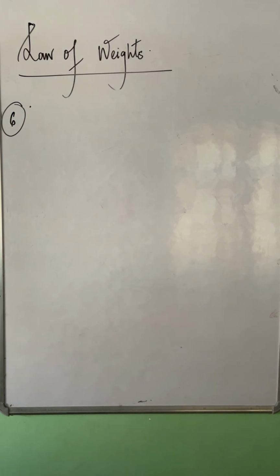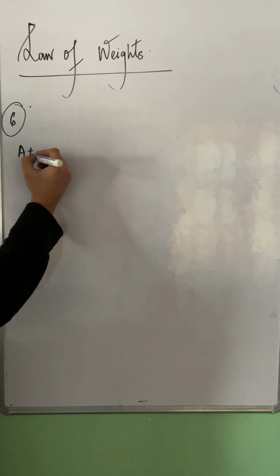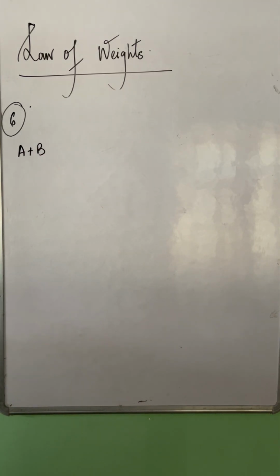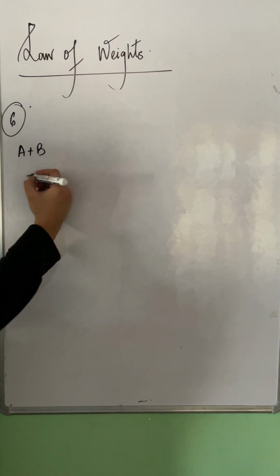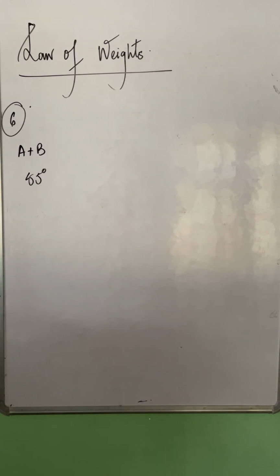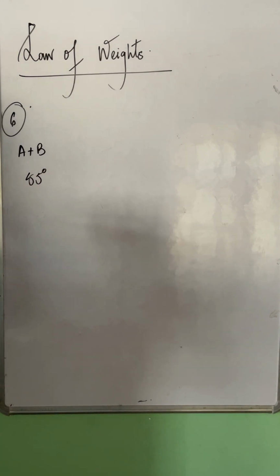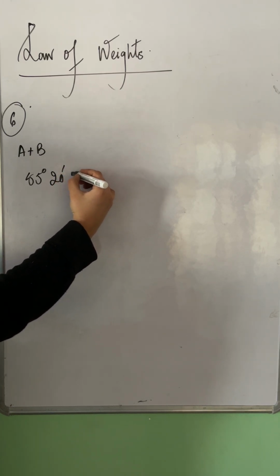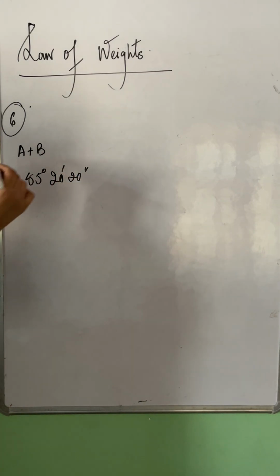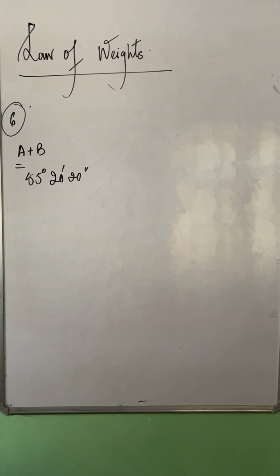All right. If an equation is multiplied by its own weight, the weight of the resulting equation is equal to the reciprocal of the weight of that equation. For example, if A plus B is an equation whose value is 85 degrees, 20 minutes and 20 seconds, and it has a weight of 2.